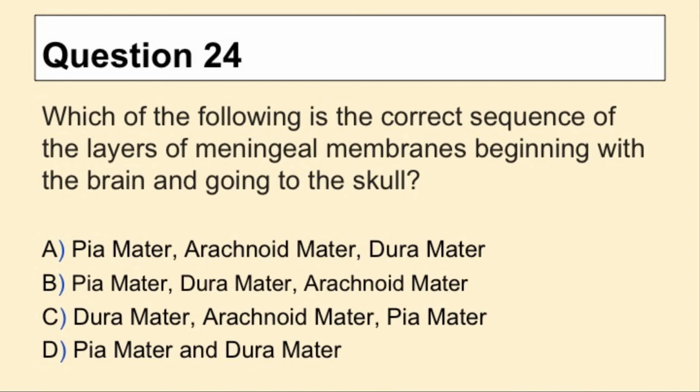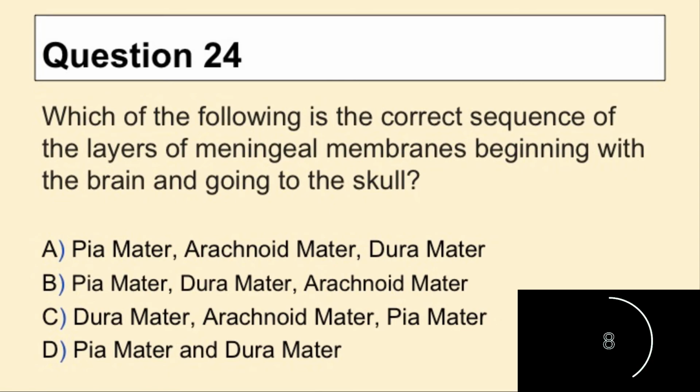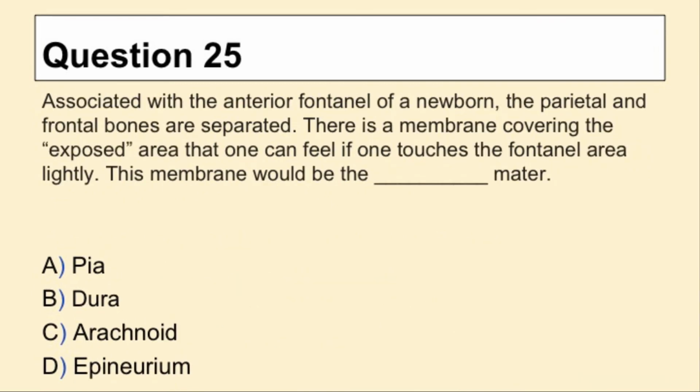Question 24. Which one of the following is the correct sequence of the layers of meningeal membranes beginning with the brain going to the skull? Question 25. Associated with the anterior fontanelle of a newborn, the parietal and frontal bones are separated. There is a membrane covering the exposed area that one can feel if one touches the fontanelle area lightly. The membrane would be the blank matter.